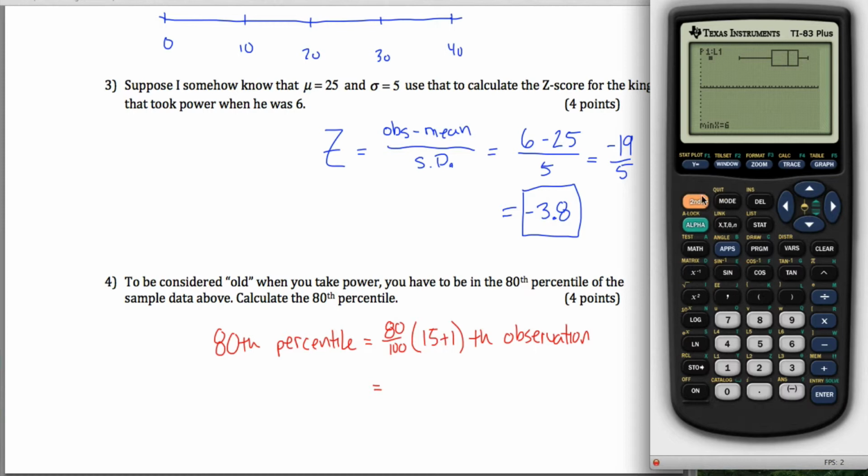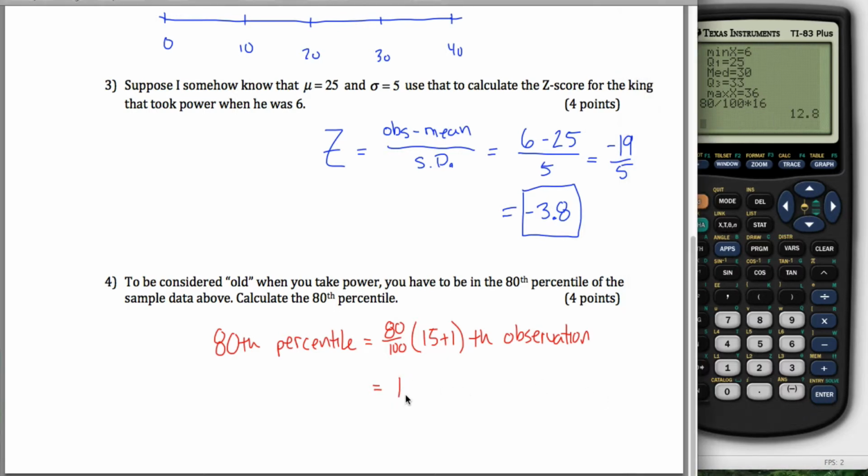I guess just throw that all into a calculator. 80 over 100 is 0.8. You could probably see that and just type in 0.8, but if you didn't, you'd do 80 divided by 100 times 15 plus 1, which is 16, and you get 12.8. So the 80th percentile is 12.8? No. It's the 12.8 observation. If you order your list from smallest to largest, it's the 12.8 one.